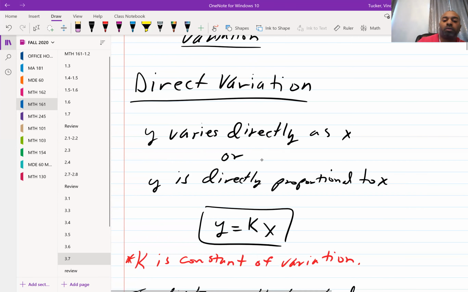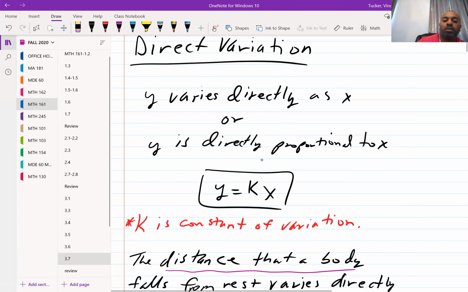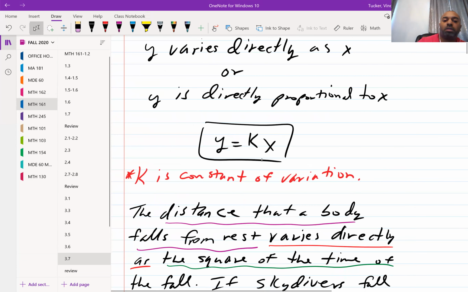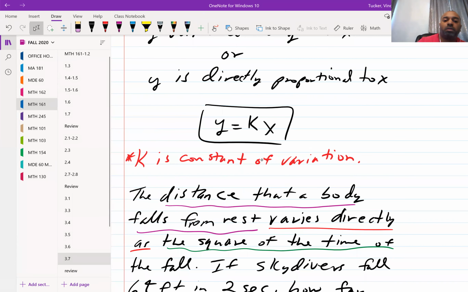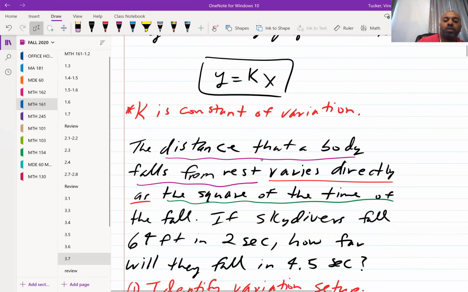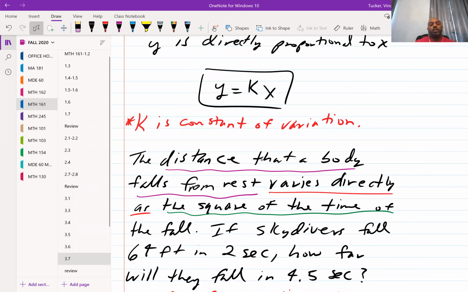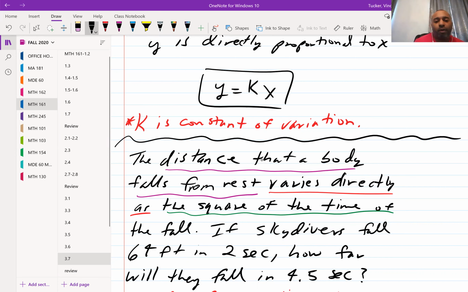All right, scroll up. Okay, all right, so that's our first problem. Matter of fact, we'll put a line between. The distance that a body falls from rest varies directly as the square of the time of the fall. If the skydivers fall 64 feet in 2 seconds, how far would they fall in 4.5 seconds? All right, give you a chance to write that down.